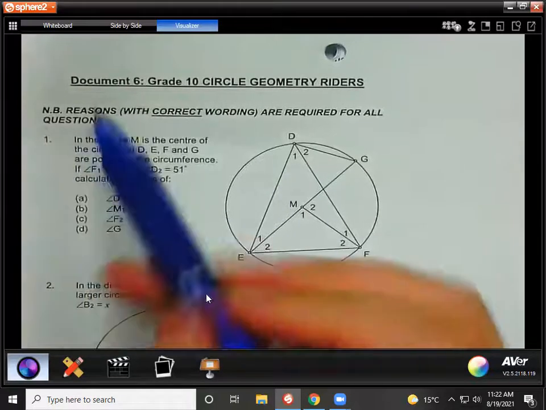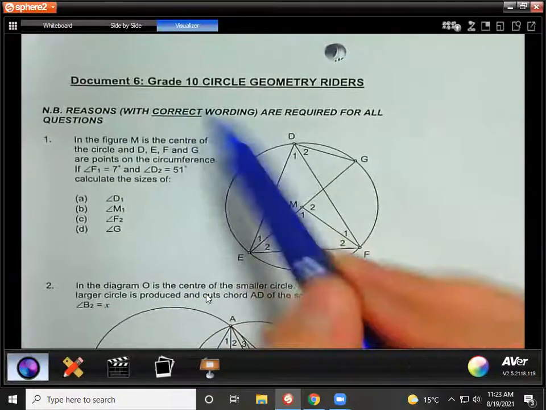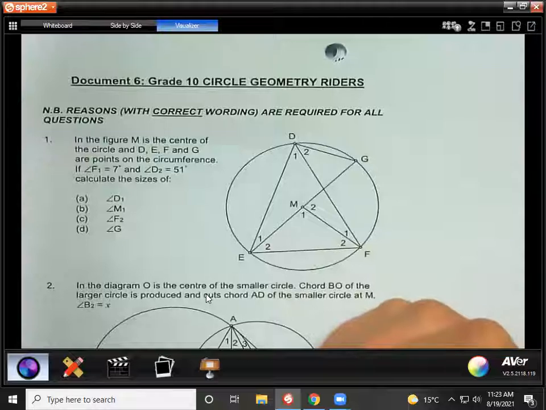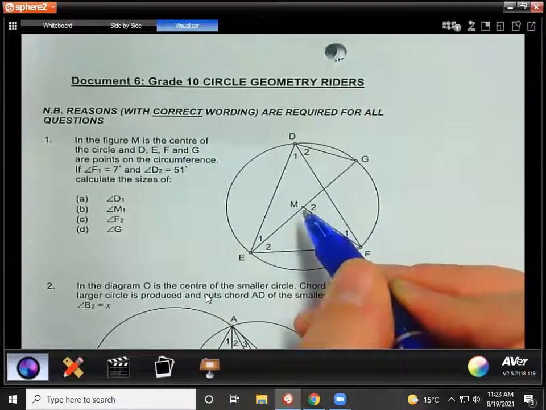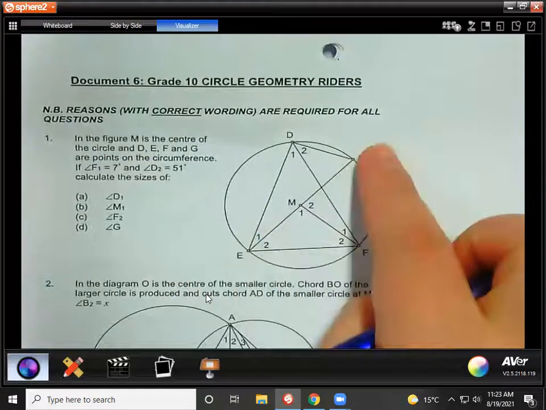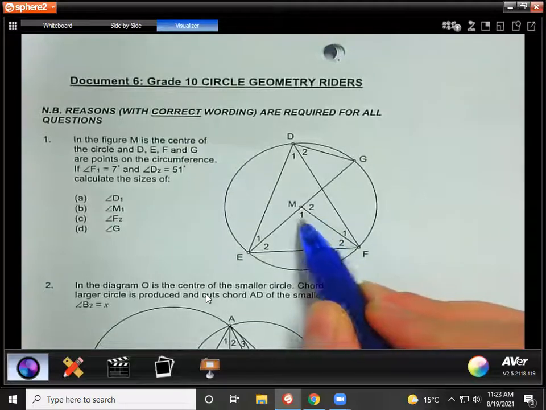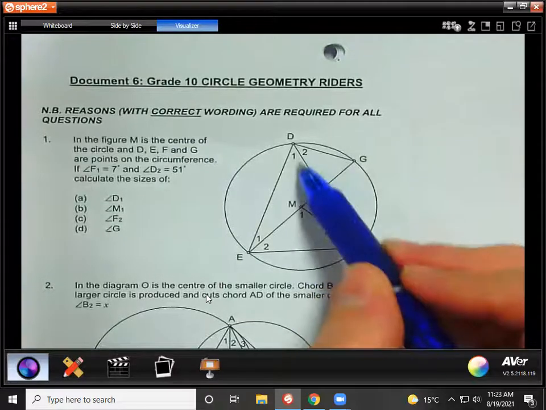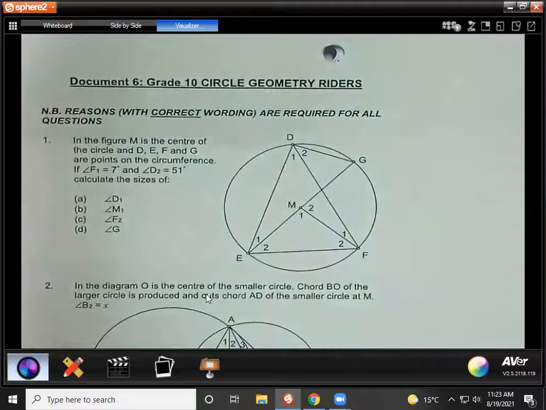Okay, so number 1, they're saying reasons with correct wording. Obviously, they always have to have the correct wording, are required for all questions. In the figure, M is the center of the circle. Now, what does that mean for GE or EG? It's the diameter. Let's keep that in mind. There we possibly have an angle at center. We have an angle at the circumference there. It's quite a good idea before you actually try to answer the questions to familiarize yourself with what is actually going on in the picture.